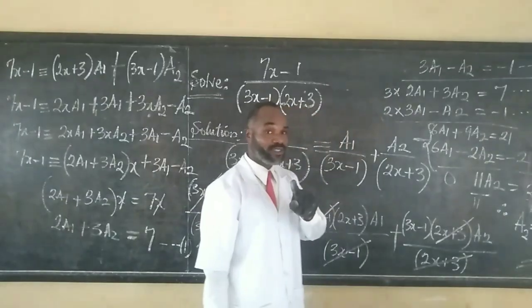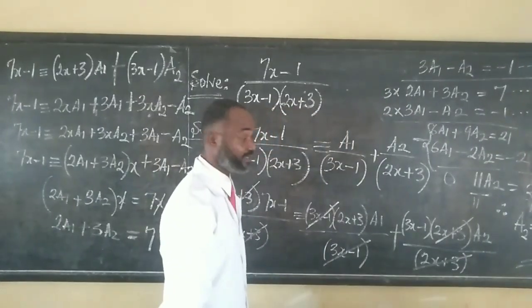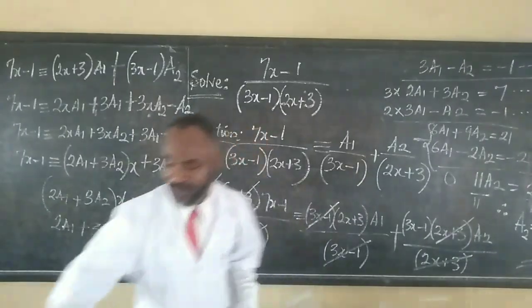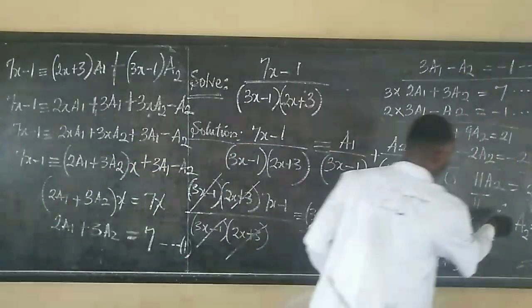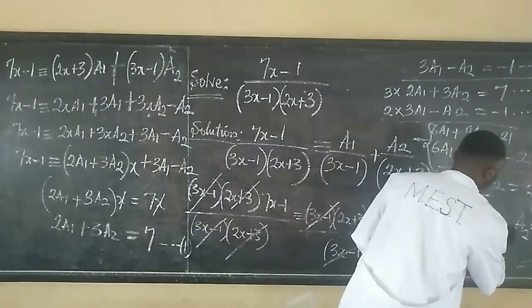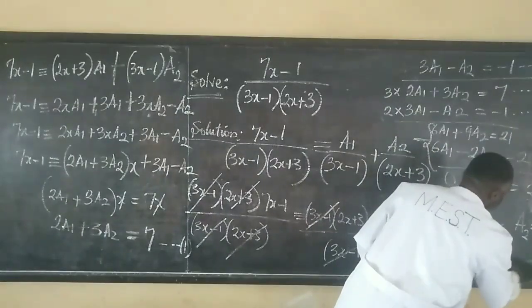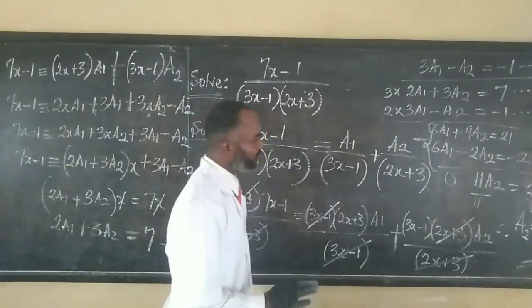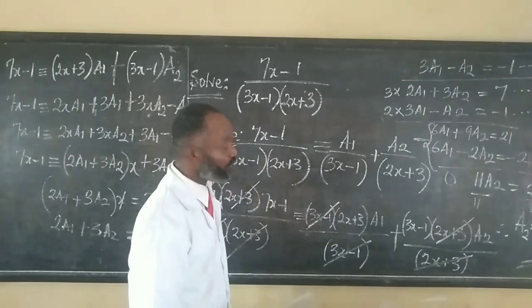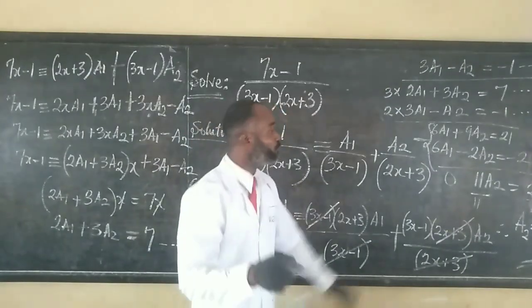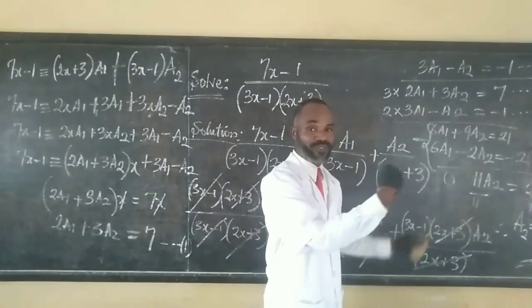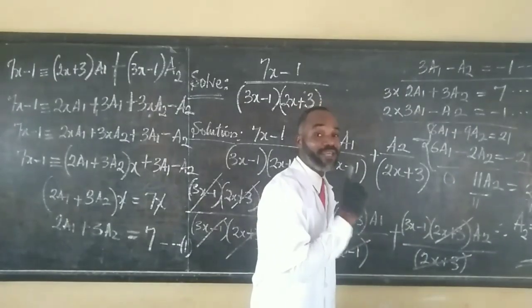So we have found a2. That is it. Very clear. Understand that? a2 has been found. So what do we do next? We need to find a1 because we eliminated it at this point. Let's reintroduce a1 and eliminate a2.